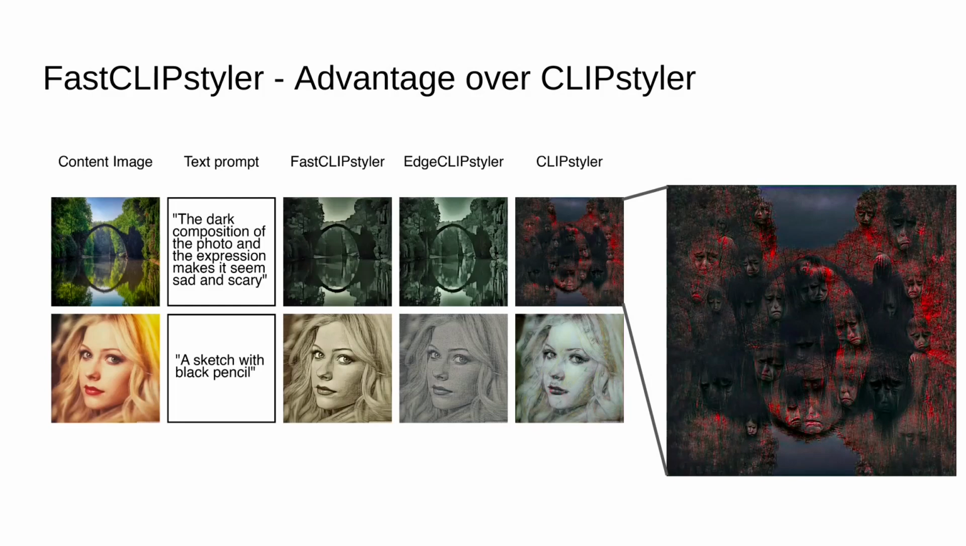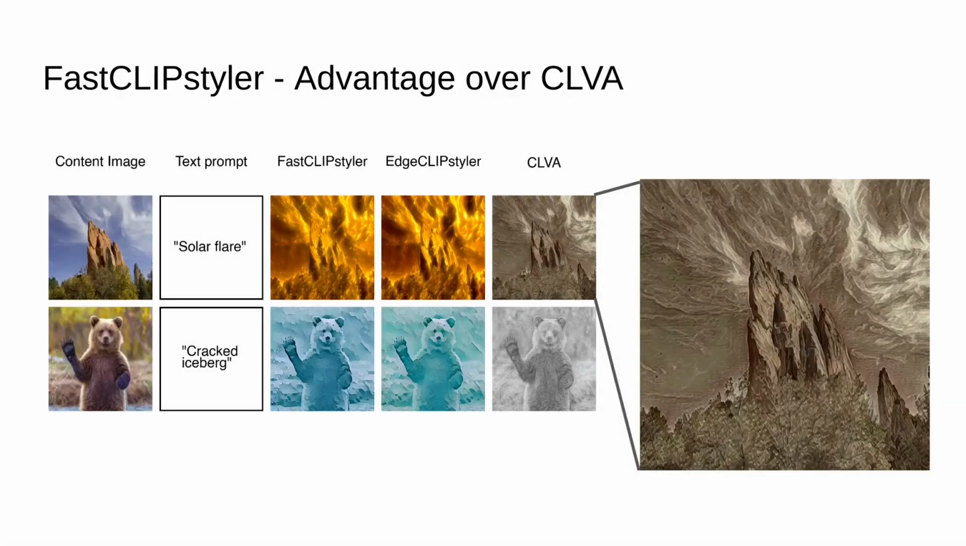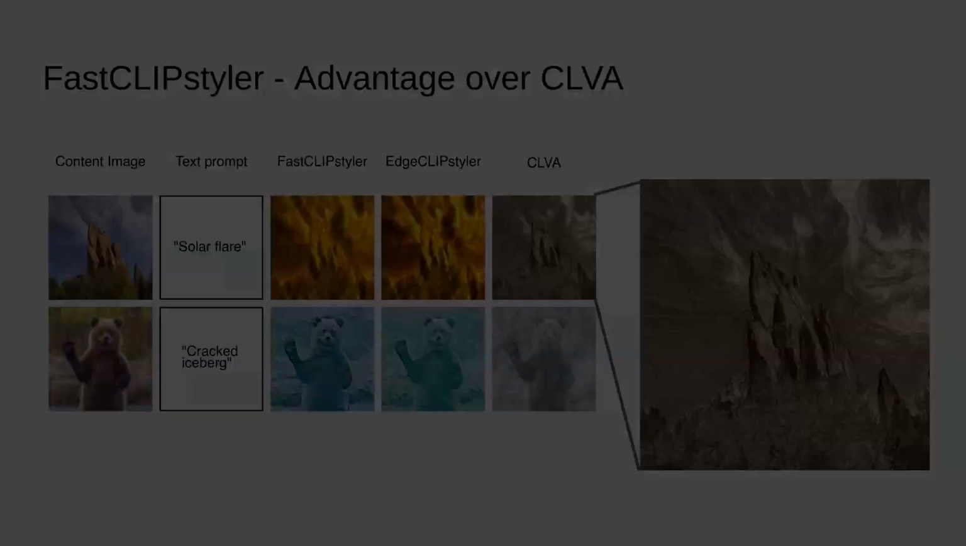CLIPstyler is known to have a tendency to create undesirable artifacts throughout the image at times. Our model avoids this problem because the sentence BERT model does not suffer from the same problem. Similarly, the CLVA model sometimes struggles to appropriately stylize images, especially when the prompt in question is very different from its training dataset. We avoid this problem because, again, the sentence BERT model is known to have really good generalization.